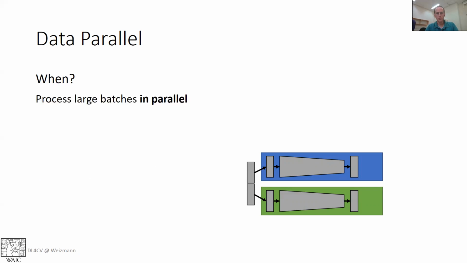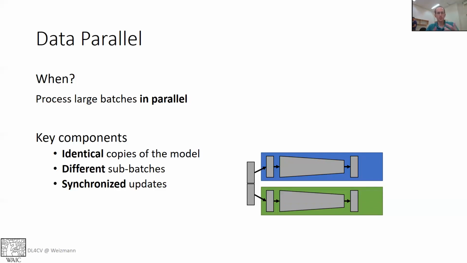And when we would like to do that, it's usually when we want to process very large batches, but in parallel. And what this requires, the components that we need to have, is identical copies of the model on the different GPUs, on the different devices. We are going to split the data into different sub batches. So we take a very large batch and partition it. We don't sample from it, but we partition it into different chunks. And we need to synchronize the updates between the two GPUs, between the instances on the different devices.